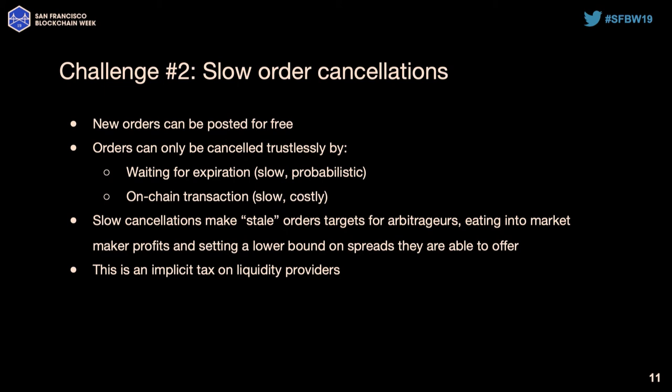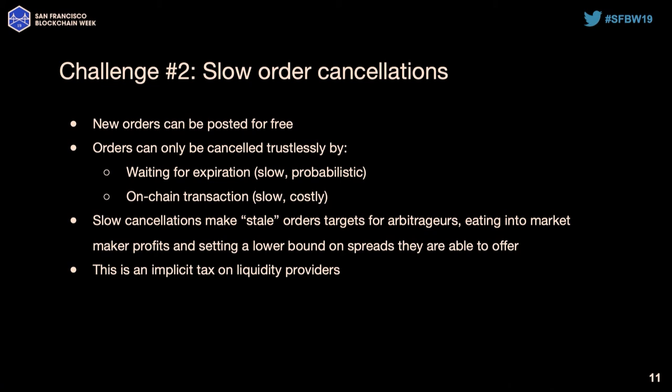So this is a problem that's unique to decentralized exchanges. Centralized exchanges don't really have to deal with this. Slow order cancellations make it more expensive to provide liquidity. On a centralized exchange, you could easily update your price thousands of times a second if you really wanted to. And this makes it so that it's unlikely that you will ever get filled at a price that you are not really willing to offer at that time. So I mentioned that 0x orders can be created for free. However, that's not necessarily true of cancels.